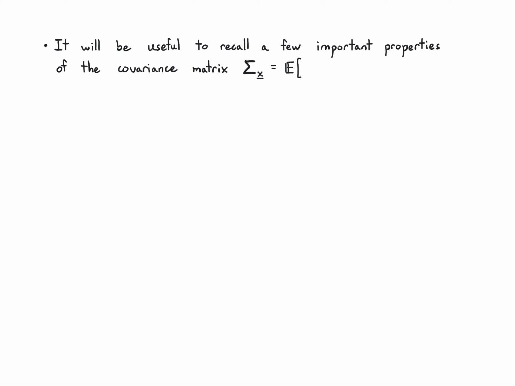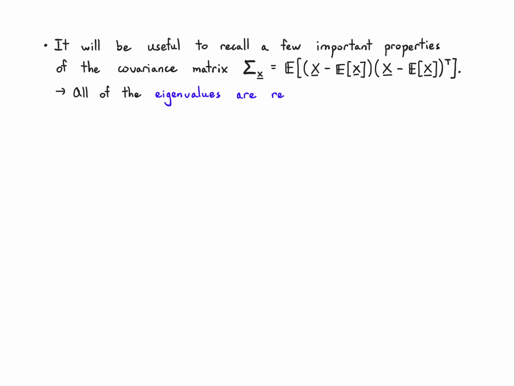To do that, we need to recall a few properties of covariance matrices. Remember, the covariance matrix of a random vector x is just the outer product of x minus its expectation with itself minus its expectation. We've seen this before. It's just a matrix of covariances and variances. And this turns out to be a positive semi-definite matrix, so it's symmetric, positive semi-definite. That gives us a lot of interesting properties. One of those is that all of its eigenvalues turn out to be real and non-negative. In general, eigenvalues can be complex, but here they're real and non-negative.